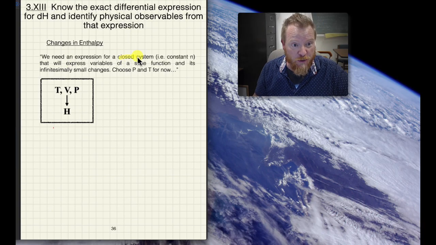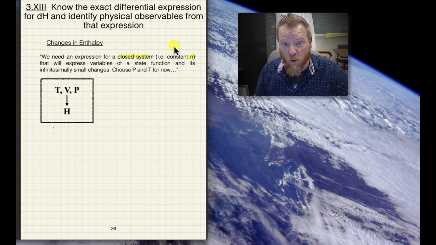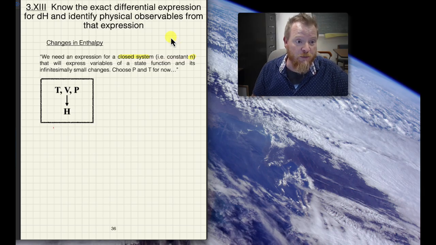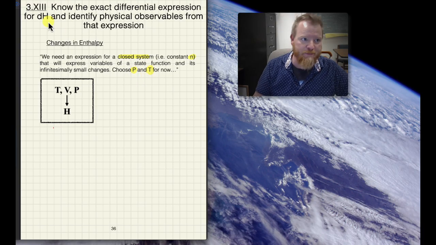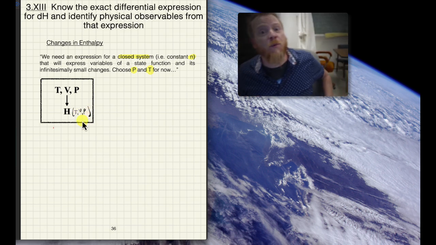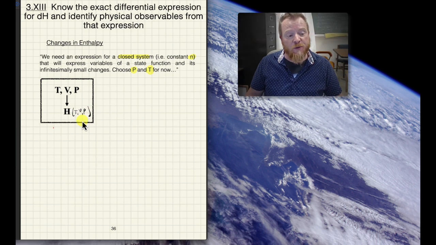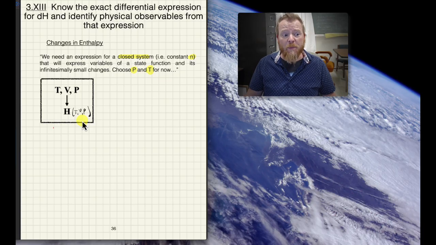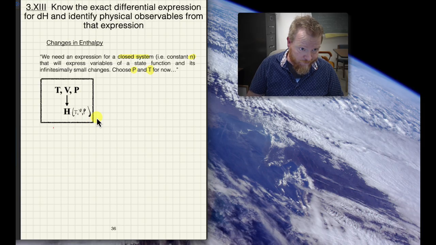We're going to look at a closed system, so constant number of moles, but it is free to exchange heat between system and surroundings. And now we're going to choose P and T. Okay, so we note that H is a function of T, V, and P. But just like we only picked two of those for U, we're only going to pick two for H. And hopefully we'll see why in a moment.